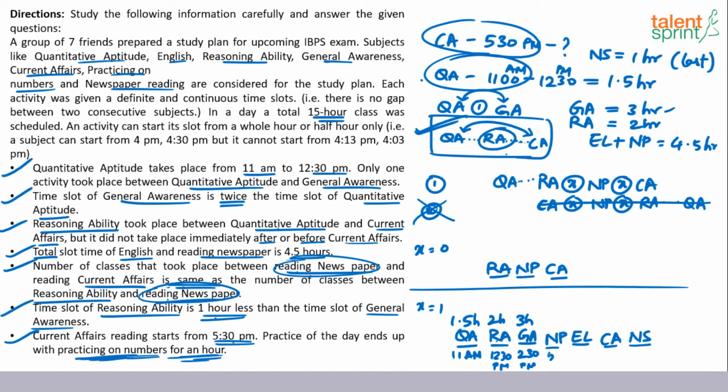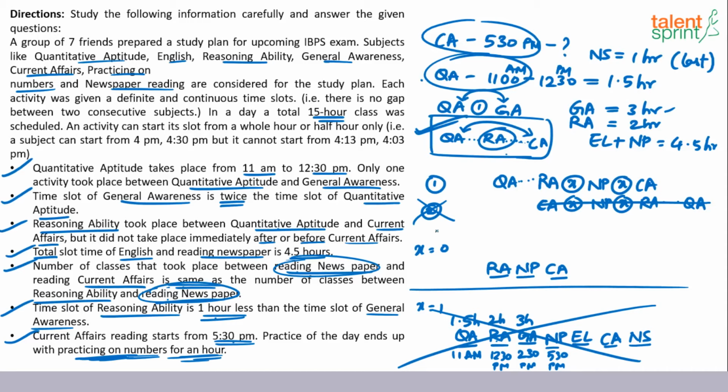Which means newspaper reading starts at what time? 5:30 p.m. But something is going wrong here, because we know that current affairs started at 5:30. According to the data, current affairs started at 5:30. Current affairs has not even come yet. Current affairs is somewhere here. We already have newspaper reading which started at 5:30. Is it not violating this condition? This condition should be satisfied, right? Current affairs starting at 5:30 has to be satisfied, which is going wrong here. So case number 2 is wrong, which means we can conclude that case number 2 is wrong.